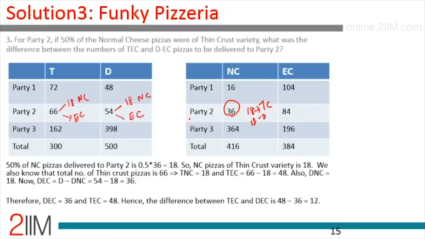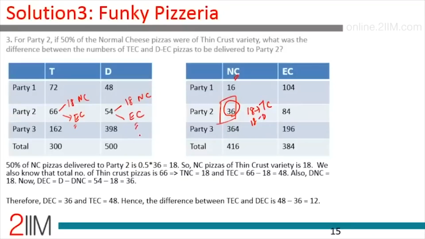So think of what you're doing here. We take the normal cheese data, we have broken that into thin crust and deep dish, and then we go to thin crust and deep dish and break that down into normal cheese and extra cheese. And so we know that 36 normal cheese pizzas are available, of which 18 are thin crust and 18 are deep dish. Now we go to the thin crust number, and we know of that 18 are normal cheese, the remaining are extra cheese. Of this 54, 18 are normal cheese, the remaining are extra cheese.